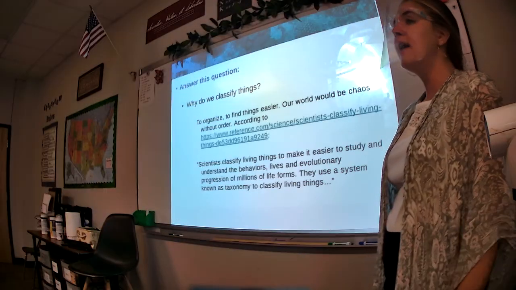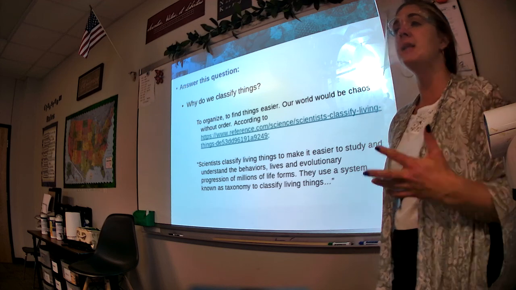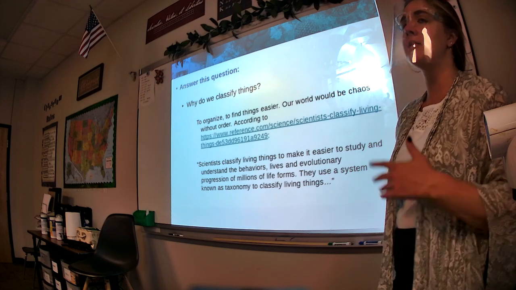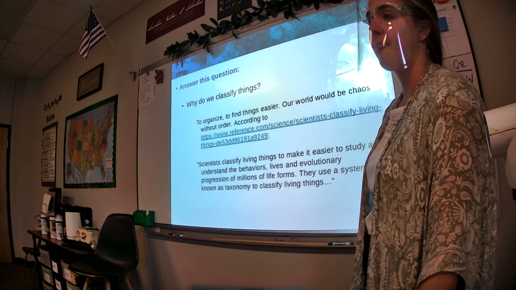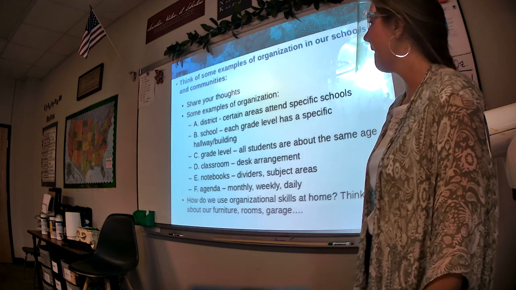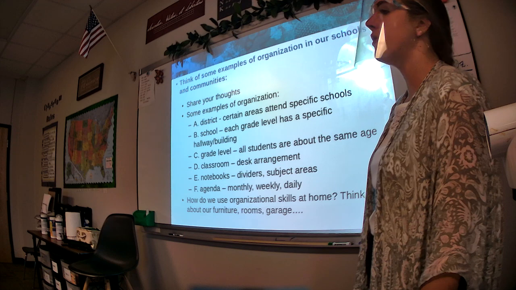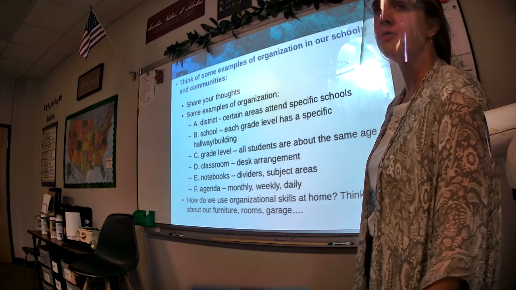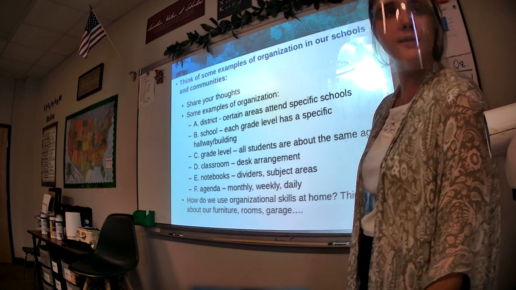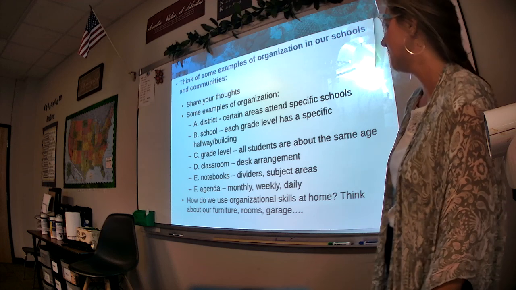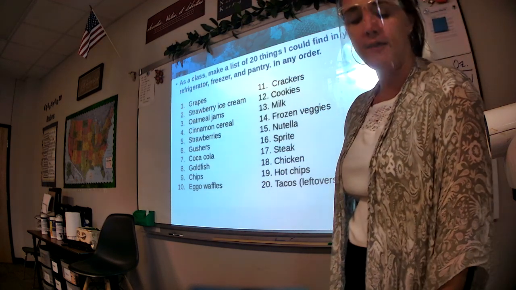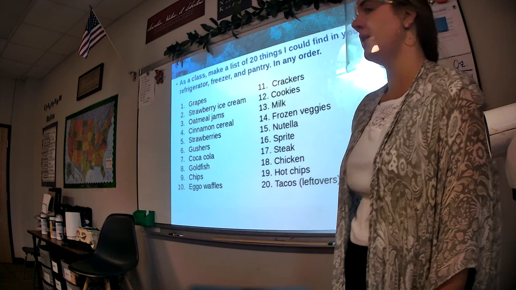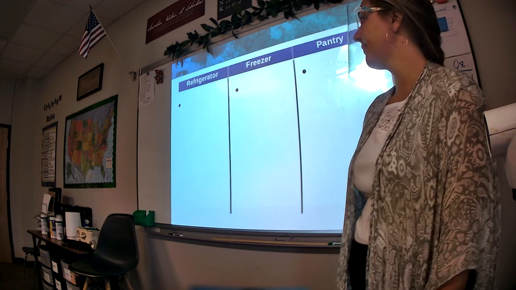So we classify things to be able to find them easier, to see how they relate, to create order, right, to prevent having chaos. We talked about examples of organization in schools, having to do with districts, grade levels, classrooms, subjects, notebooks, etc. We took a list of all kinds of foods and classified them based on where they go: the refrigerator, the freezer, or the pantry.